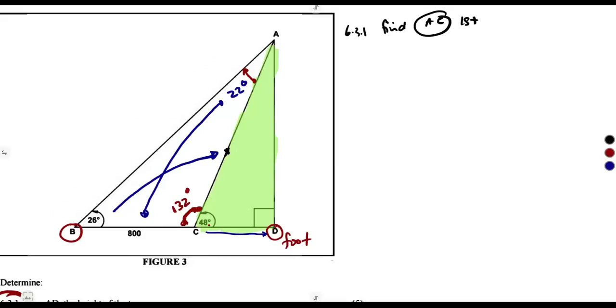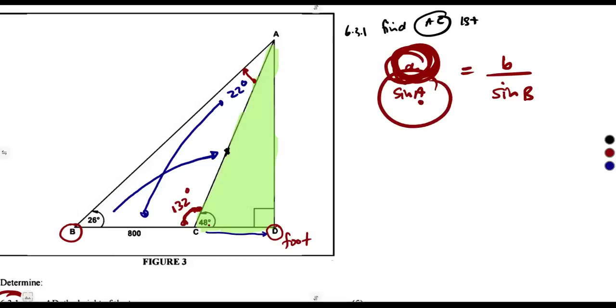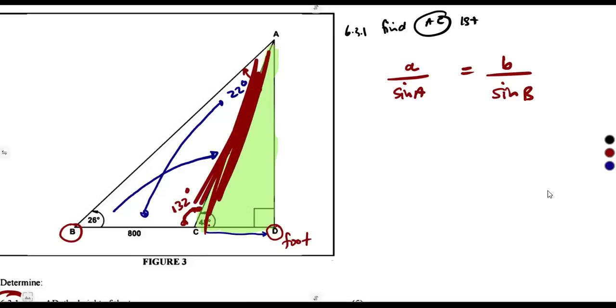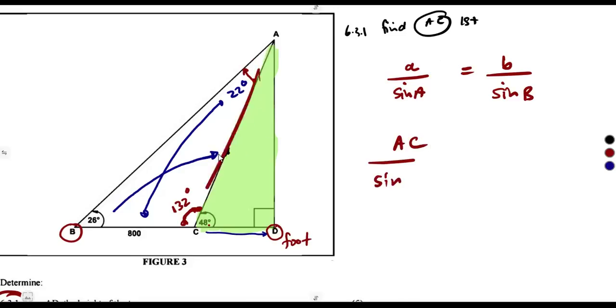So sine rule, guys, can be used. When you say sine rule, it's simply like this: A over the sine of A is equal to B over the sine of B when you are calculating the side. It simply means what you are calculating over the sine of its corresponding angle. Do not worry about saying this is my B. What is it that you're calculating? It's this side here, AC. Write it as it is. So it's AC over the sine of the corresponding angle, which is 26.